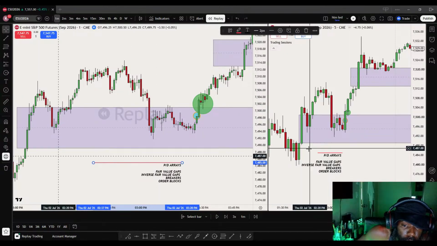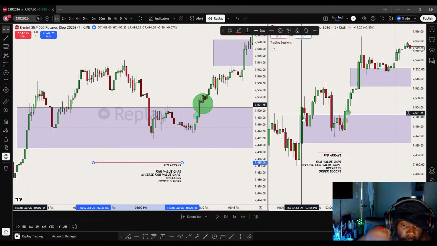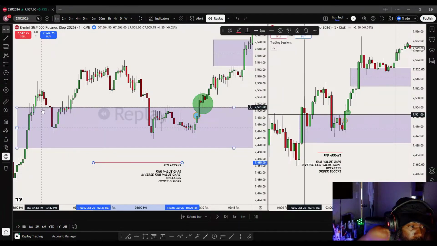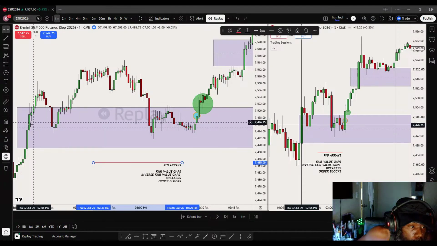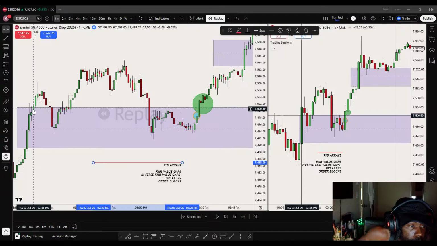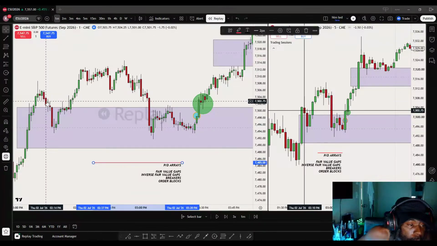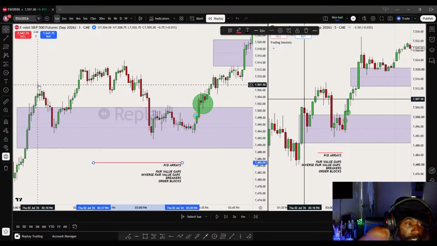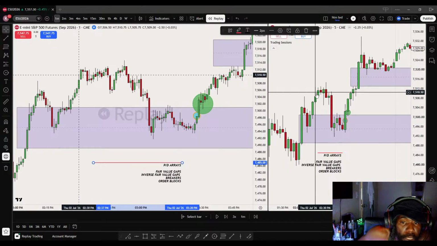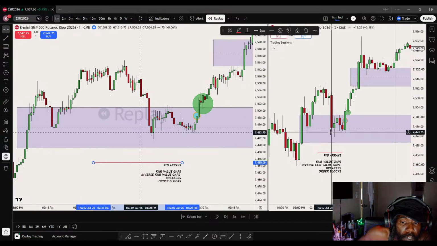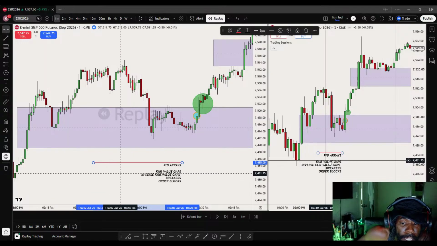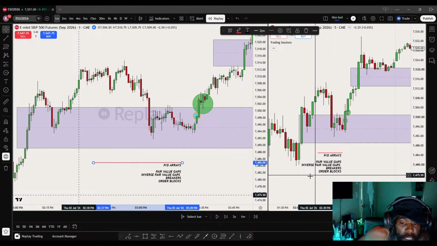So fair value gap made, right? 5-minute fair value gap. You draw it out. So boom, it's made, and then it comes back into it. When it comes back into it, that's called a retest. A retest is when it comes back to touch a PD array. Remember, fair value gaps, inverse fair value gaps, breakers, order blocks.